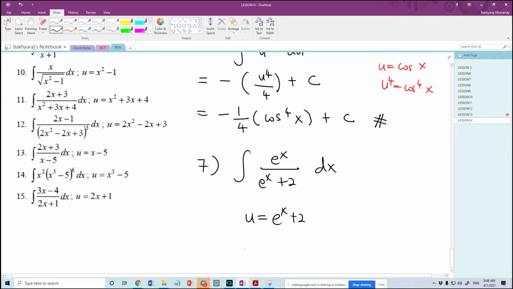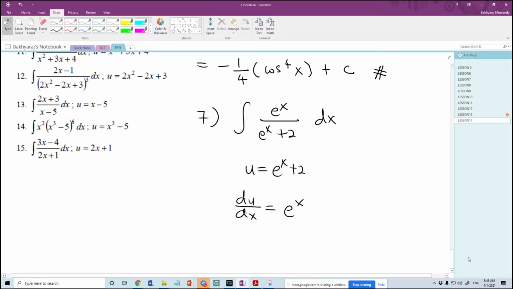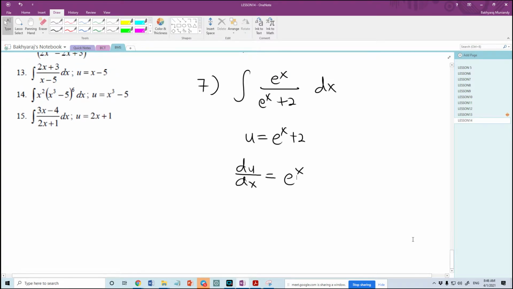So when you differentiate, du dx will become what's the answer? You differentiate exponent x plus 2, you get, yeah, you just get exponent x, correct. Okay, kita akan dapat just exponent x. Okay, so now we just manipulate the formula so that you get dx. Dx will be 1 over exponent x du.